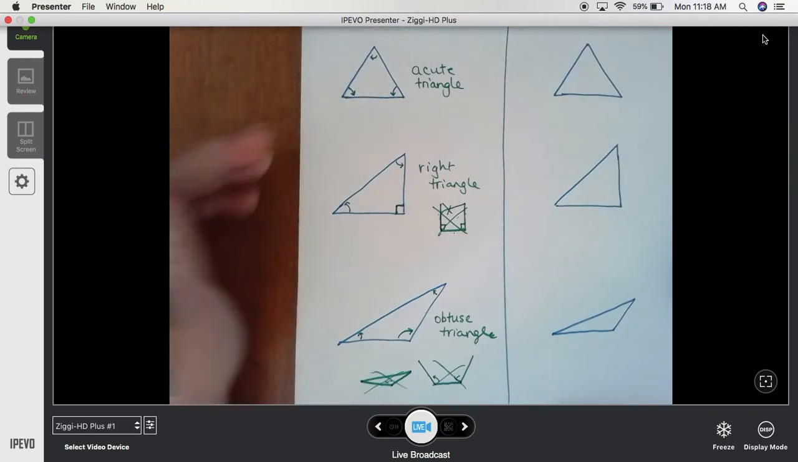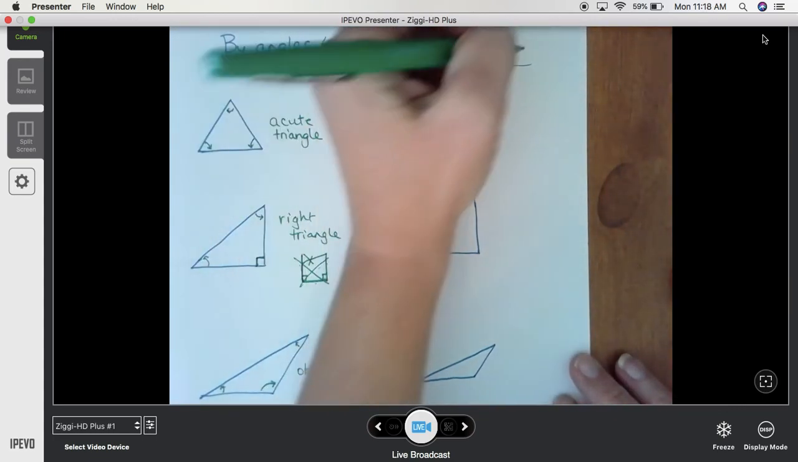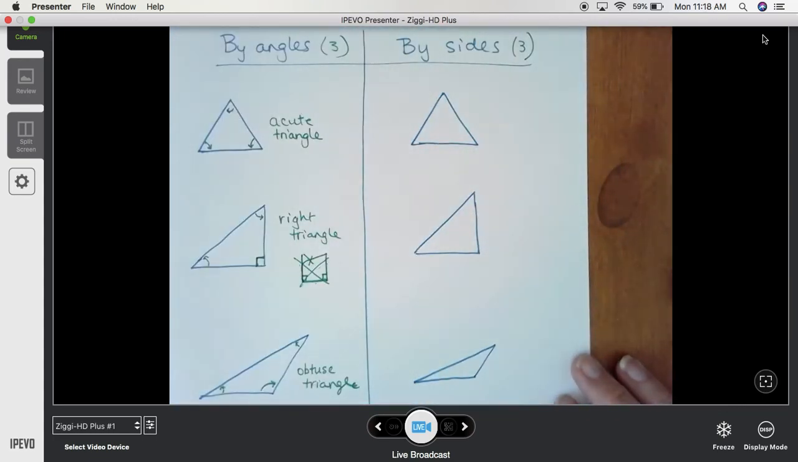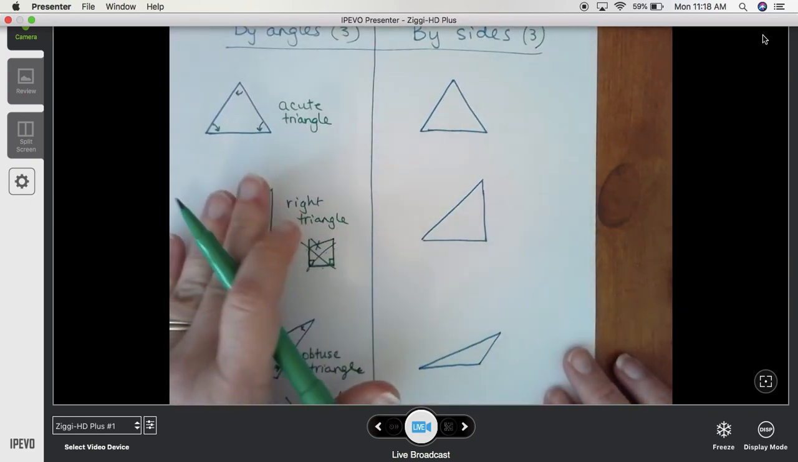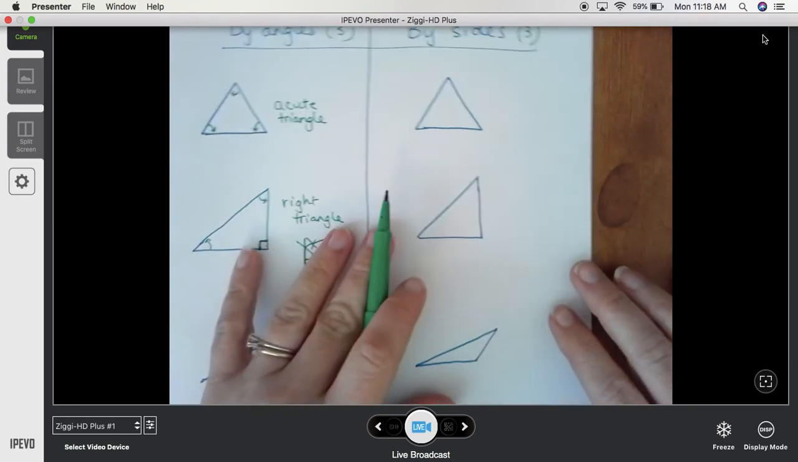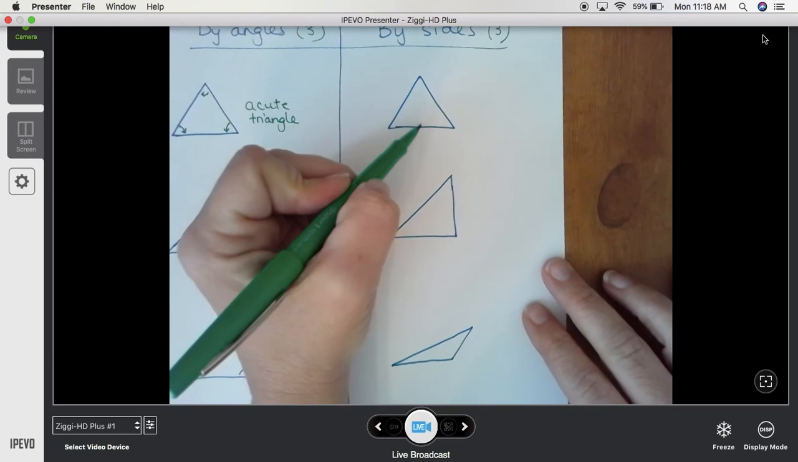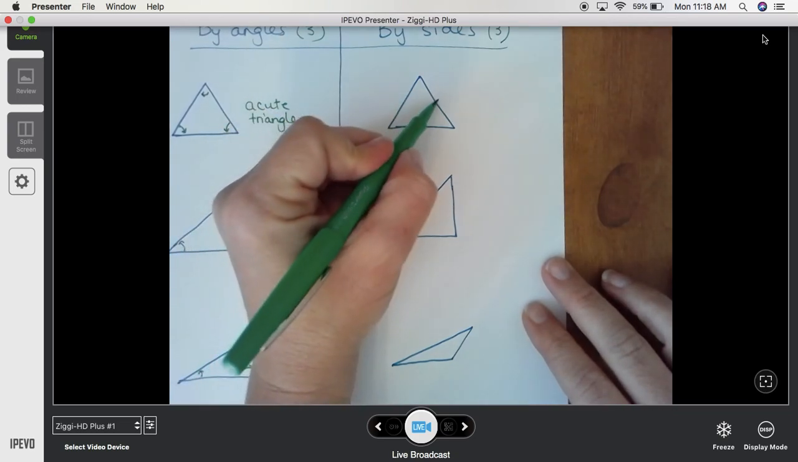So this is its first name. Its second name comes from its sides. Triangles have three sides, so we're going to name them by their sides. You can see I just drew the same triangle in this column, but we're going to name it a little bit differently now. Let's look at the lengths of these sides. It appears that all three of these sides are the same.